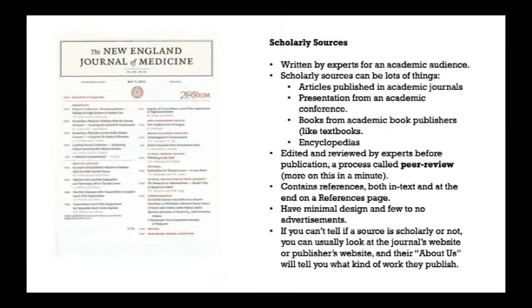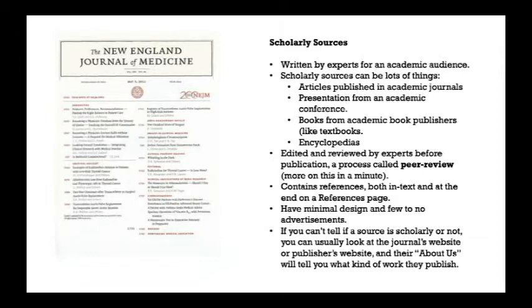Scholarly sources can be a lot of different kinds of things. They can be articles published in an academic journal or a presentation from an academic conference. They can be books from academic book publishers, or they can be encyclopedias. Those are all considered scholarly or academic. Scholarly sources are edited and reviewed by experts before publication, which is a process called peer review, which I'll talk more about in a minute.